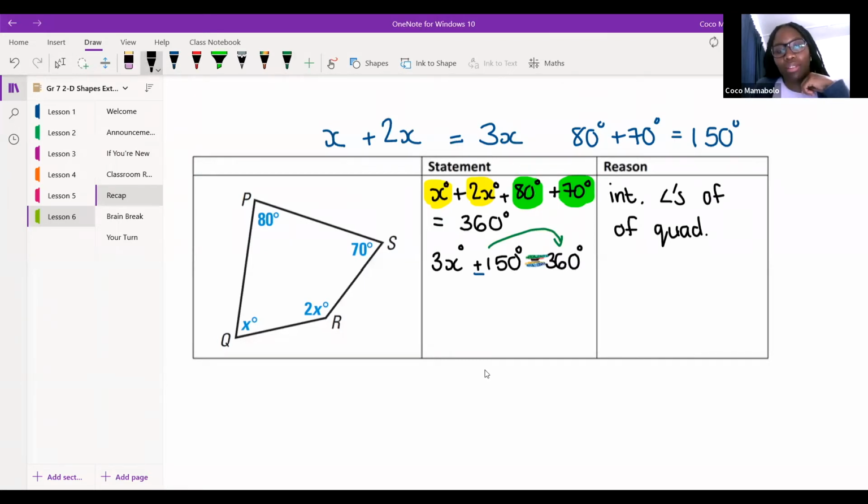So what I'm going to have is 3x is equal to 360 degrees minus 150 degrees. Guys, please quickly pop it in your calculator and tell me, what is 360 degrees minus 150 degrees?